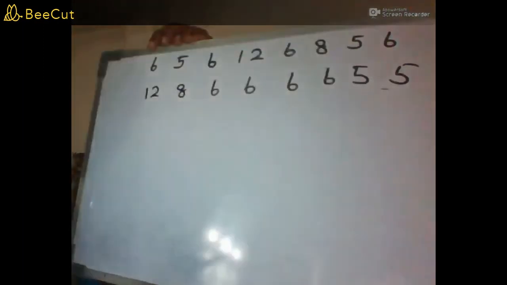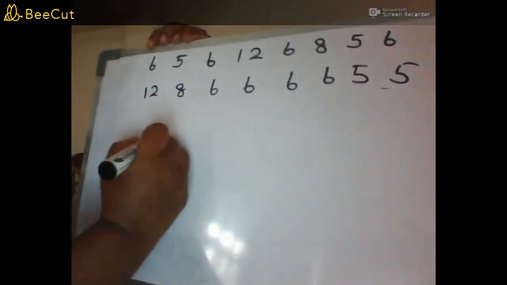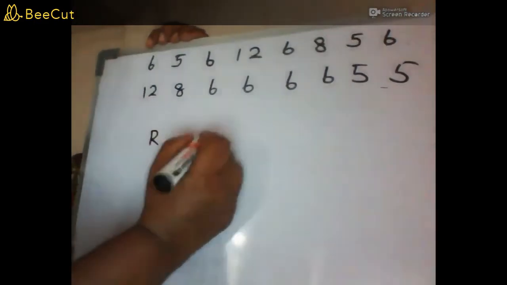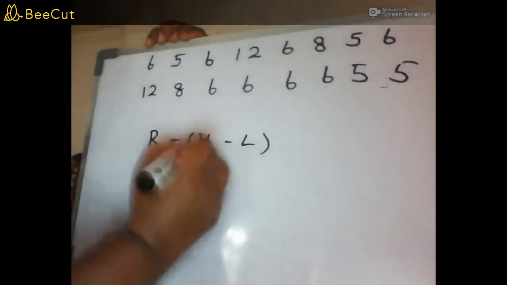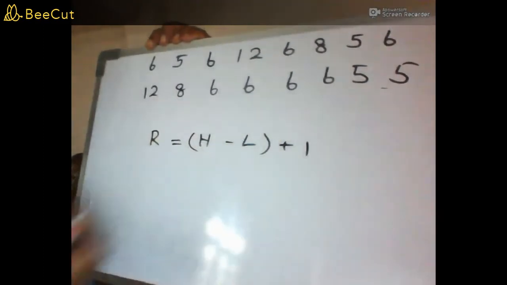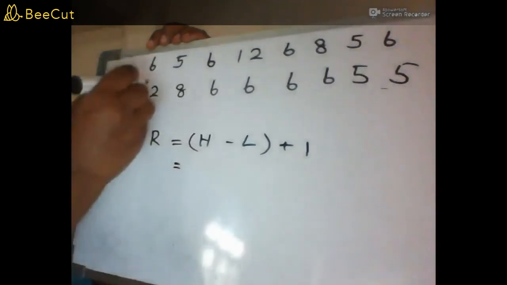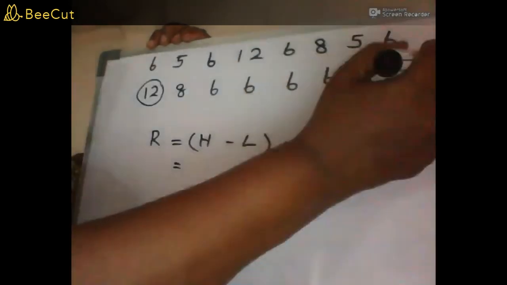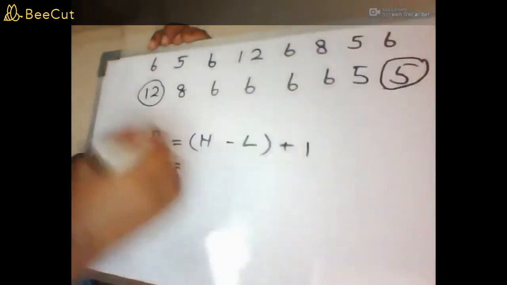Now, what are we discussing now? The range. What is range? Range equals highest minus lowest plus 1. Right. This is the highest value. This is the lowest value.